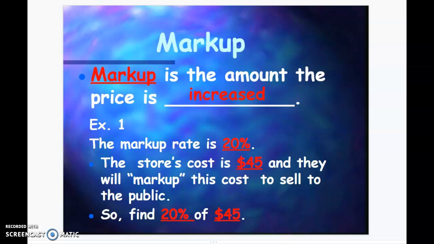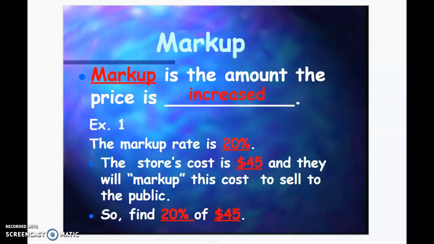Stores do not pay for their goods from their manufacturers the amount that they actually charge in the store. Typically, they have to mark up or add a certain percentage to those amounts to make sure that they're actually making a profit. As you see, they will mark up the cost to sell to the public. So let's go ahead and look at how we would find 20% of 45.